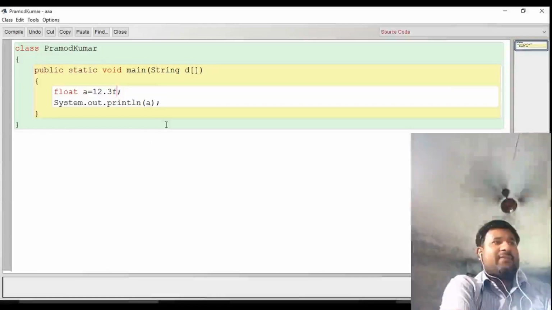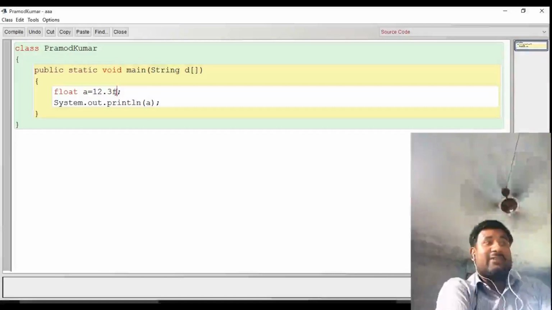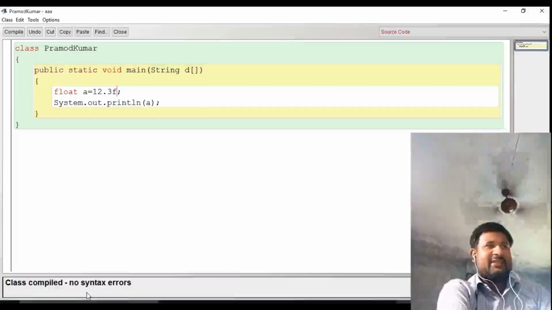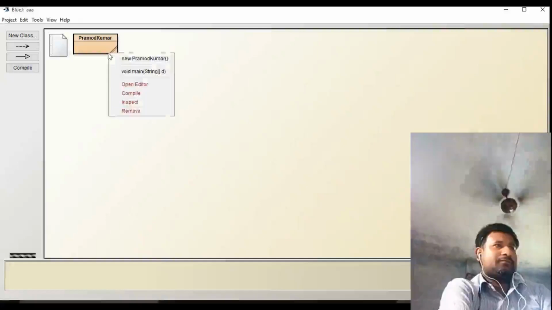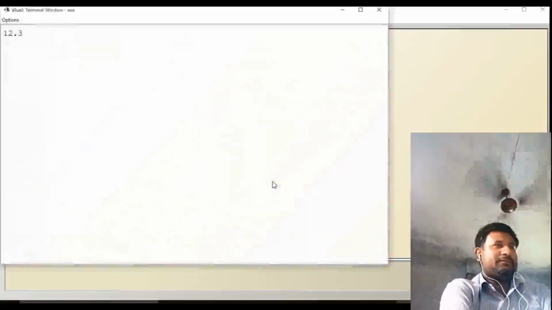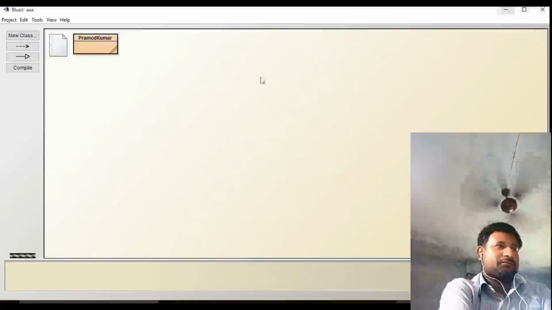If you write f here, Java understands that you have written a float. You can see this class is compiled. If you want to run this, then run it. Run this code, and you are getting 12.3.